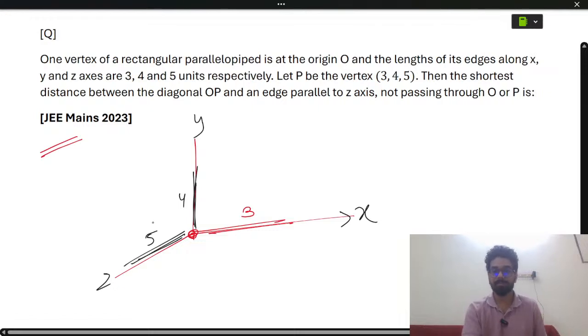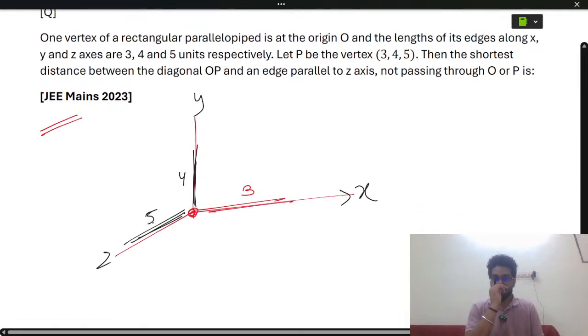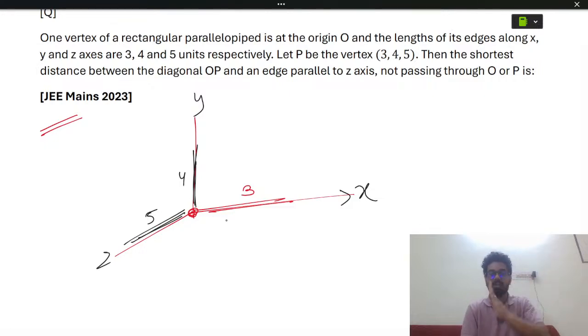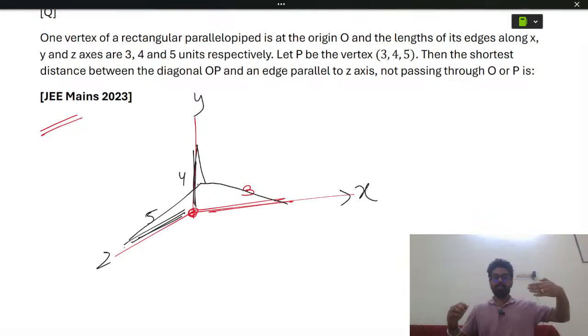They have given, okay. Now P with the vertex 3, 4, 5. How will you get 3, 4, 5? 3 here, 4 here, 5 here. Exactly, in 3D it's like this. So this is 3, so I go 3 over here. So it's somewhere over here in the space. Now the shortest distance between the diagonal OP, this is point P, 3, 4, 5.